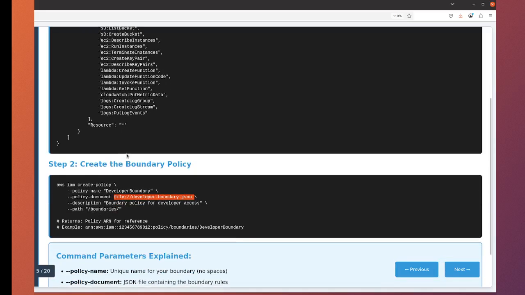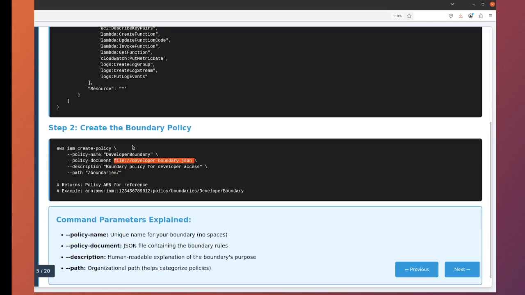The description is important for documentation. Always make it clear what this boundary is for. The path parameter helps organize your policies, especially in large organizations. After running this command, AWS will return an ARN, that's Amazon Resource Name, that uniquely identifies your new boundary policy.